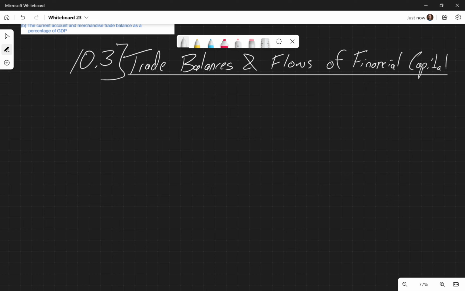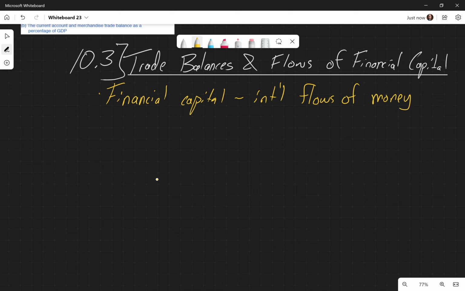So we've left behind the easy part of the chapter, and now we're going to start to talk about something a bit more obscure, a bit more ephemeral. We're going to talk about financial capital. So financial capital refers to the international flows of money that facilitates trade and foreign investment. Well, foreign and domestic investment. All investment.